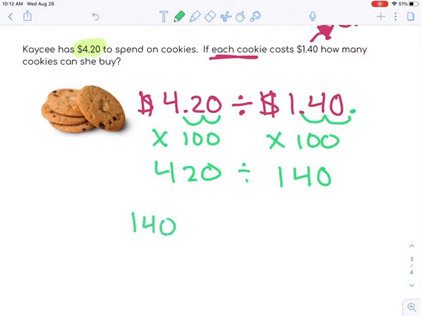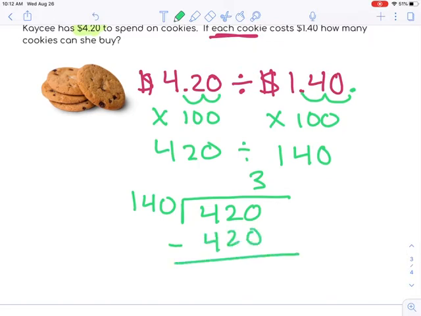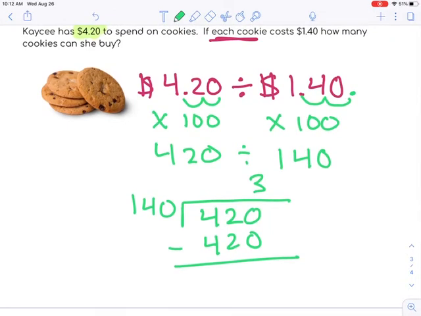So I have my divisor on the outside of my division house. My dividend on the inside, 420. So how many times can 140 go into 420? And it can go in 3 times. There's nothing left over. 140 times 3 is 420. So my answer here is, if I have $4.20 to spend on cookies and each cookie costs $1.40, I can buy 3 cookies.